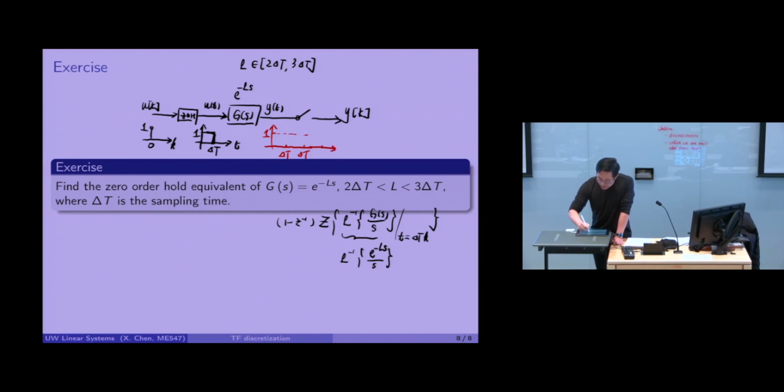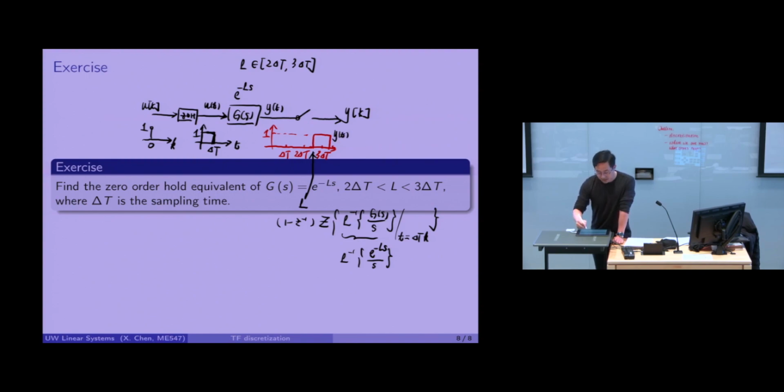So L is lying between 2 delta t and 3 delta t. If you delay, which means shift this signal by L to the right, you will arrive somewhere here, right? Where this is L. You shift, delay this signal by L, it becomes this. And then this is y(t).